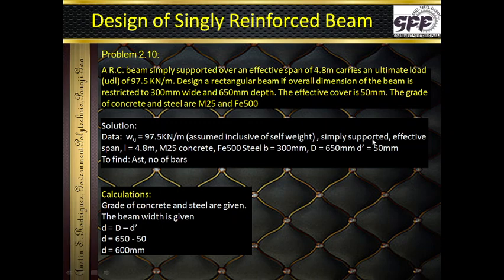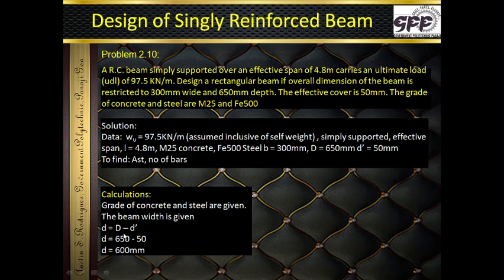It's a simply supported beam. Effective span is 4.8 meters. M25 concrete, Fe500 steel, the width is given, the overall depth is given, the effective cover has been given, and so we are supposed to find out AST and number of bars. So in the calculations, grade of concrete and steel have been given, that's the first step. The beam width is given, that's the second step.